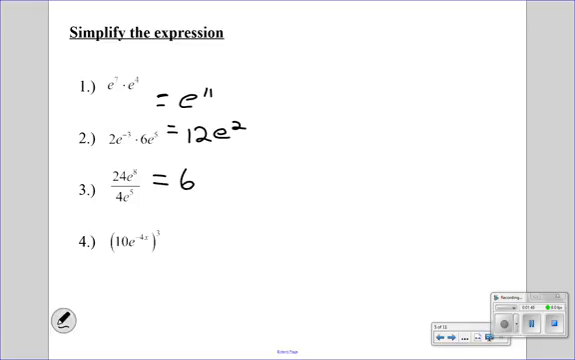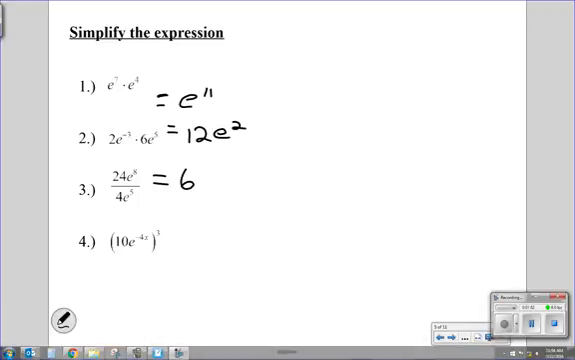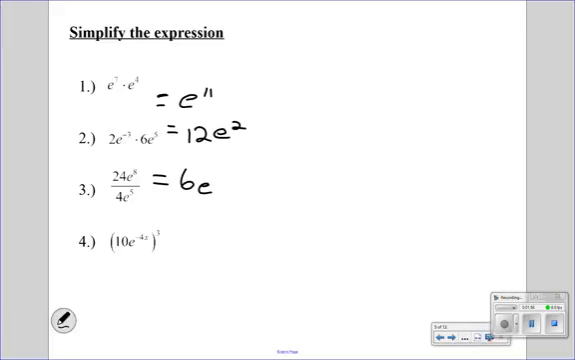When we divide numbers raised to a power, when we divide numbers that have the same base, we can simply subtract the exponents. So e to the 8th divided by e to the 5th is e to the 3rd.